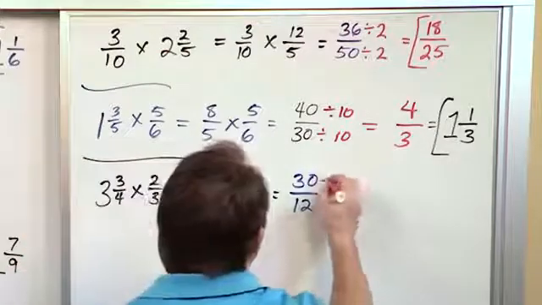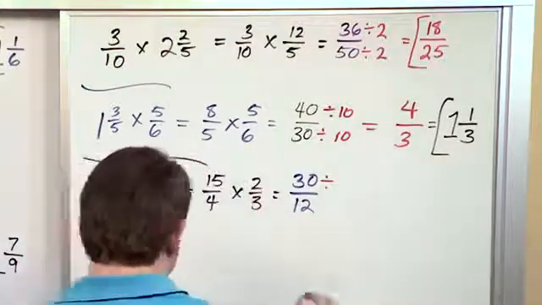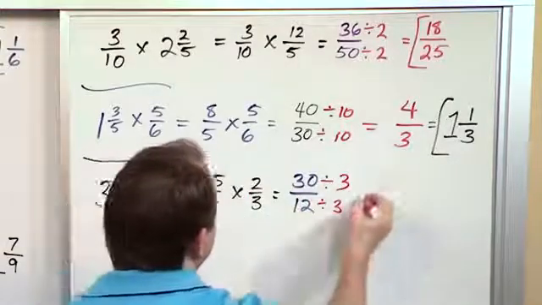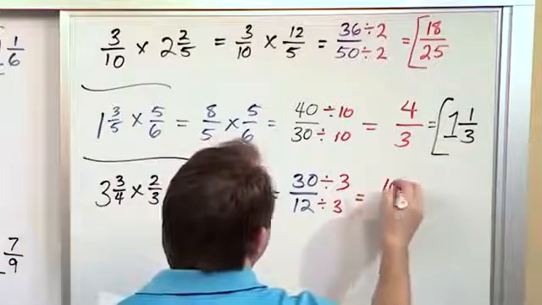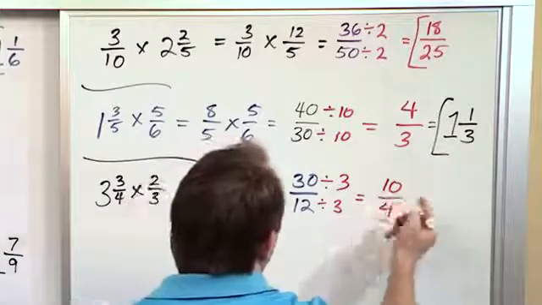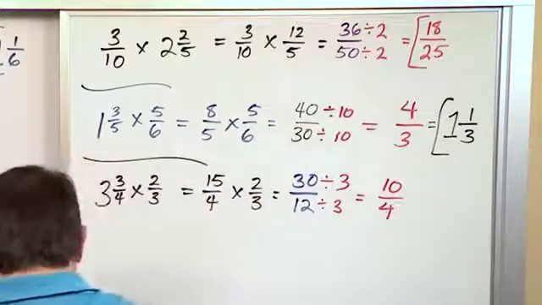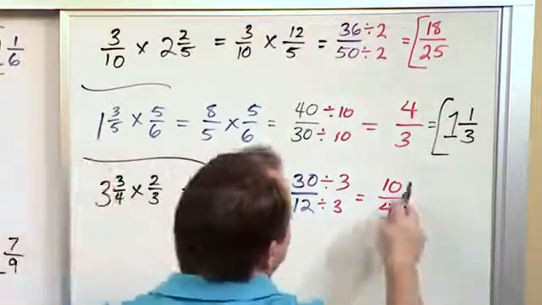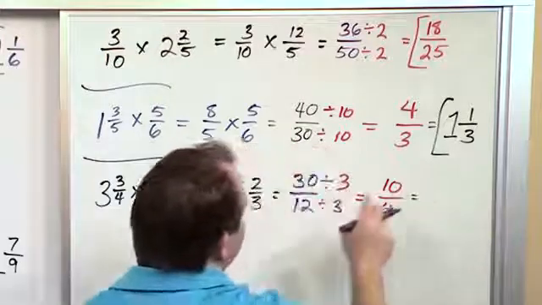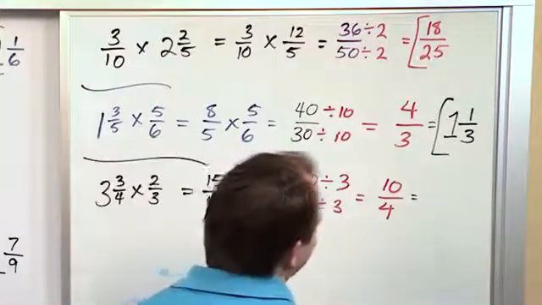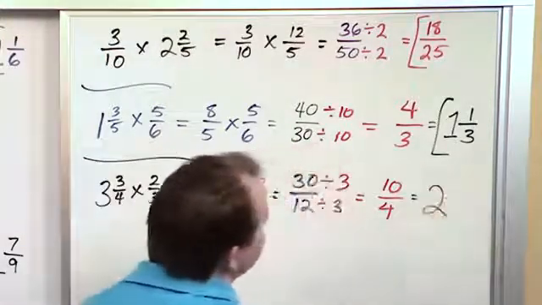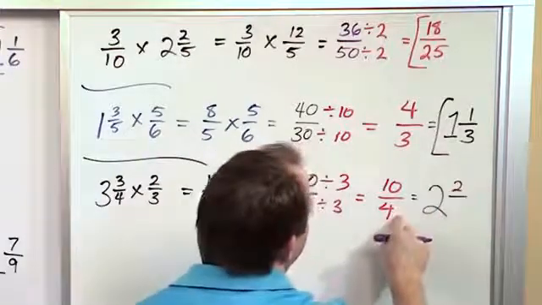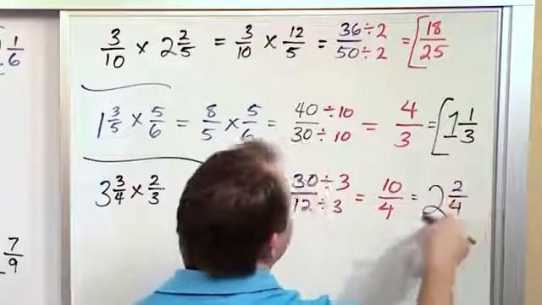Let's divide the top by 2 and the bottom by 2. Actually, let's divide the top by 3 and the bottom by 3, because I know that 3 goes into each one of these. 30 divided by 3 is 10. 12 divided by 3 is 4. So I could circle that, but then I realized that's an improper fraction, and this was one as well. I could have handled it here, but I'm going to handle it over here. How many times will 4 go into 10? Well, 4 times 2 is 8, so it goes 2 whole times. The difference between 10 and 8 is 2, and then I can write that over 4. So I have 2 2/4.